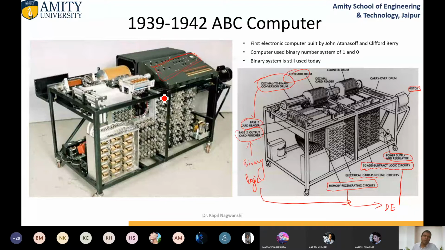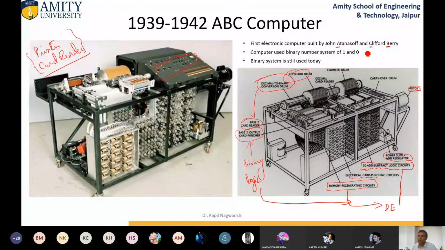So at that time the printer was the output device, along with the card reader. These are the output devices. On the basis of these outputs, we can say that our system is working correctly. So this was the first electronic computer, built by John Atanasoff and Clifford Berry. So Berry, Clifford and Atanasoff.